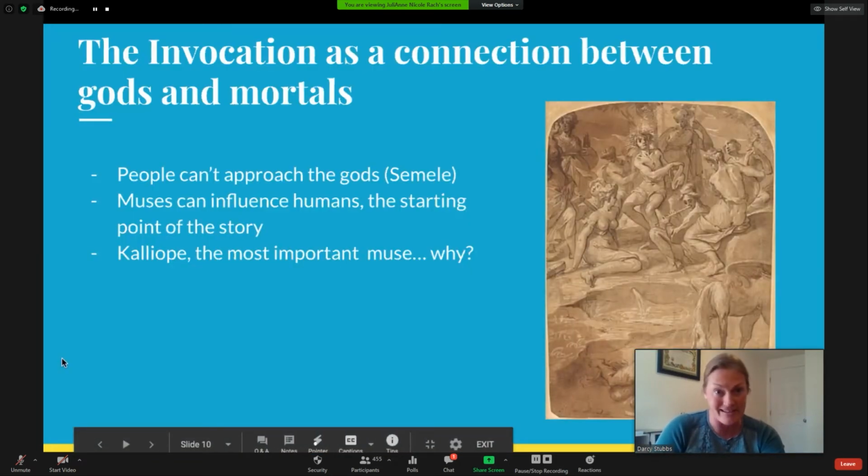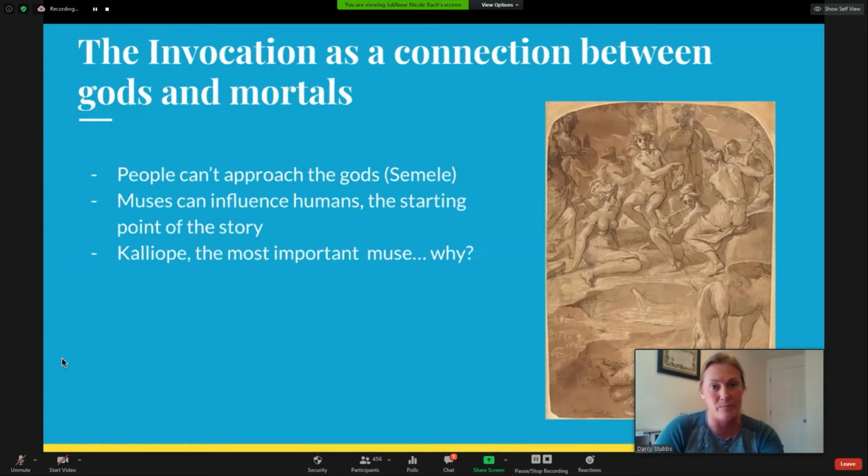So another thing that we see in the Invocation is that it serves as this connection between gods and mortals, right? People can't approach the gods. The gods are way too powerful. A good example of this is this woman, Semele. She had a relationship with Zeus, but because they're Greeks and it's all a little weird, Zeus was always an eagle when he was having this relationship with her.